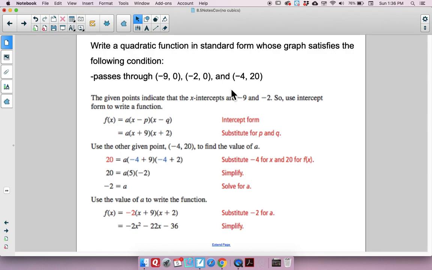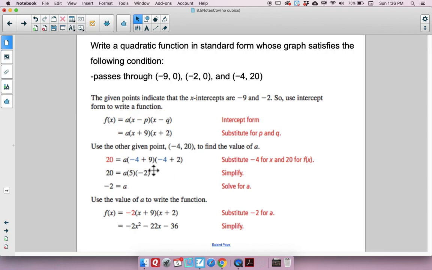Well, again, remember, what do these points represent? They are solutions to whatever the equation is for that function, right? Which means that we can plug in negative 4 for x and 20 for f of x or y. So that's exactly what we did here, okay? And then what's the only variable that's left? A. So let's simplify this.